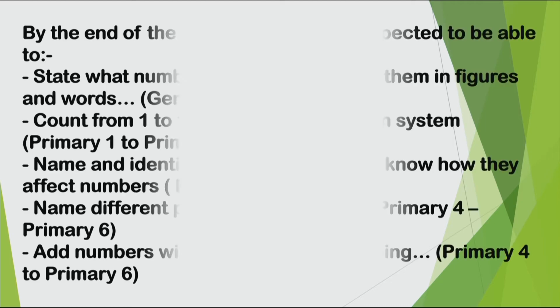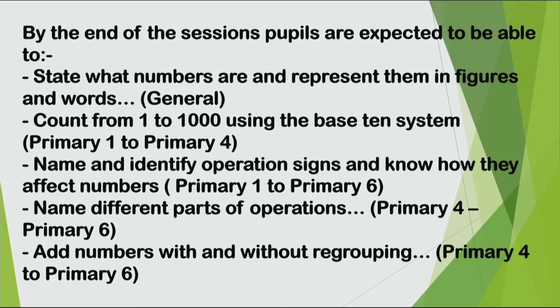By the end of the session, pupils are expected to be able to, first of all, state what numbers are and represent them in figures and words. That's a general objective. Count from 1 to 1,000 using the base 10 system. That one is for primary 1 to primary 4. Name and identify operation signs and know how they affect numbers. This objective can be used for all levels from primary 1 to primary 6. Name different parts of operation, and that's for primary 4 to primary 6, and also add numbers with and without regrouping, primary 4 to primary 6.